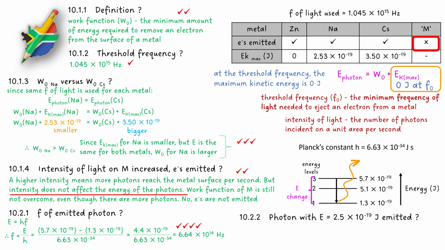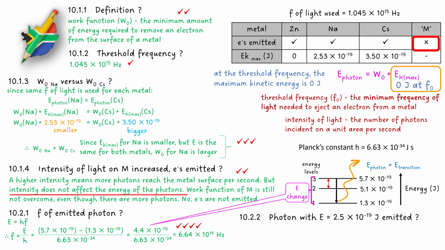Lastly, we are asked whether a photon of energy 2.5 times 10 to the minus 19 joules can be emitted, and we must explain. The energy of an emitted photon is always equal to the energy of the electron transition. We have seen that when an electron transitions from energy level 3 to energy level 1, the difference in energy is 4.4 times 10 to the minus 19 joules.